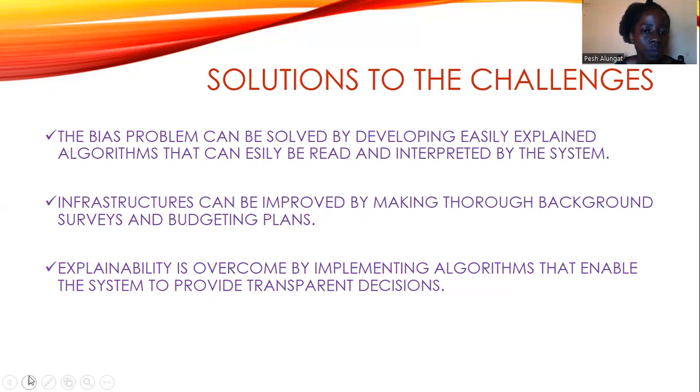Like any other problem, these problems also have solutions. The bias problem can be solved by developing easily explained algorithms that can easily be read and interpreted by the system. For infrastructure, simply, the developers should carry out thorough background checkups or surveys, and maybe budgeting plans through meeting up with corporations for investment. There is the explainability problem, which can be overcome by implementing algorithms that enable the system to provide transparent decisions.